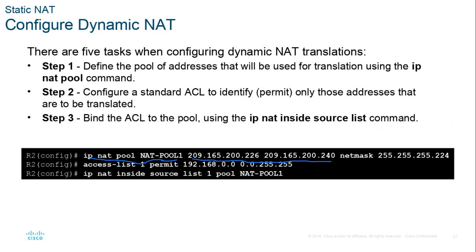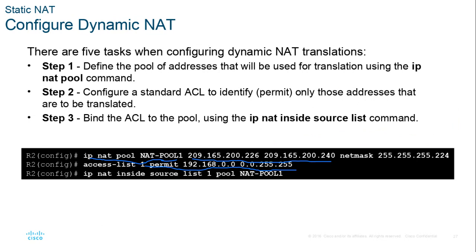And then we're going to have an access list that permits, in this case, access list 1 permit 192.168.0.0, and our wildcard mask is 0.0.255.255. So that says if your IP address is 192.168.anything.anything, you are to be permitted.